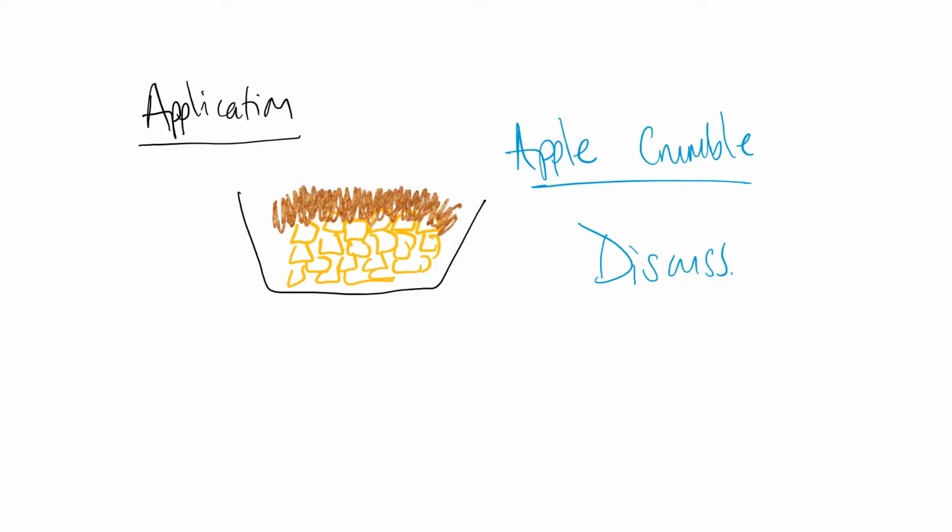It's because apple has a higher specific heat capacity than the crumble. Apple contains more water than the crumble, and water has quite a high specific heat capacity of around 4,200 joules per kilogram per Kelvin. So a high specific heat capacity means it takes longer to heat up, but it also takes longer to cool down, and that's why we use it in central heating around the house. It might take a little while to heat up, but once it's hot, it will stay at a nice temperature for quite a long time.